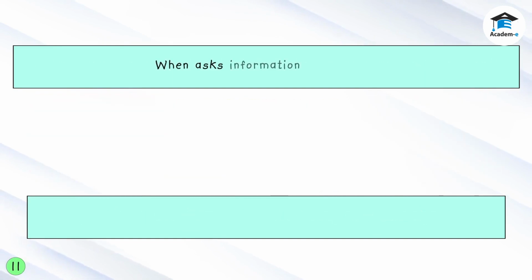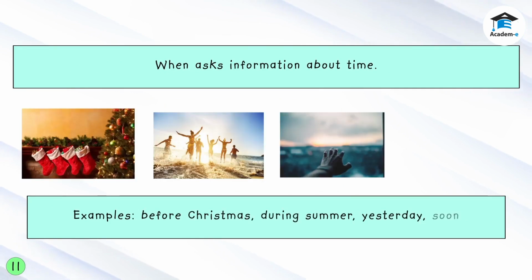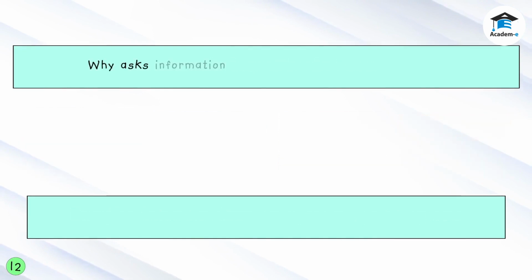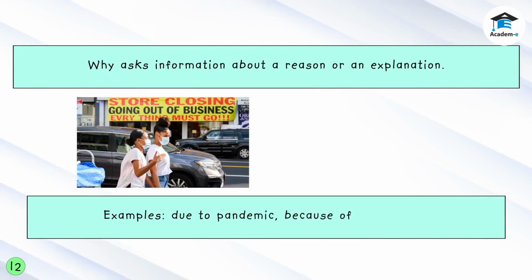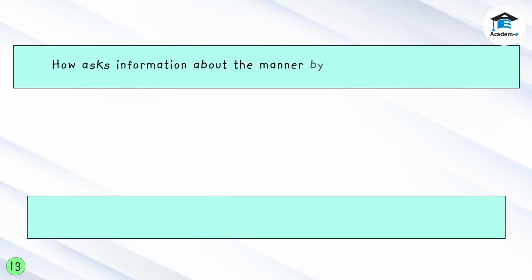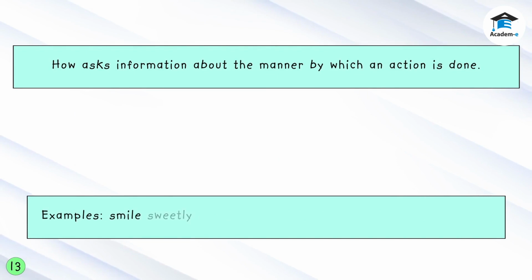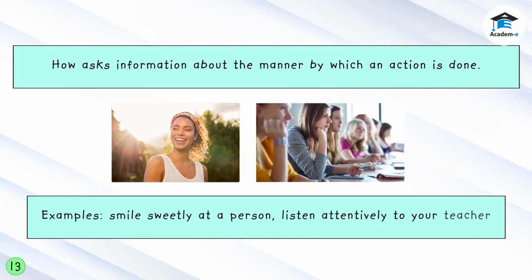When asks information about time. Examples: before Christmas, during summer, yesterday, soon. Why asks information about a reason or an explanation. Examples: due to pandemic, because of heavy rains. How asks information about the manner by which an action is done. Examples: smile sweetly at a person. Listen attentively to your teacher.